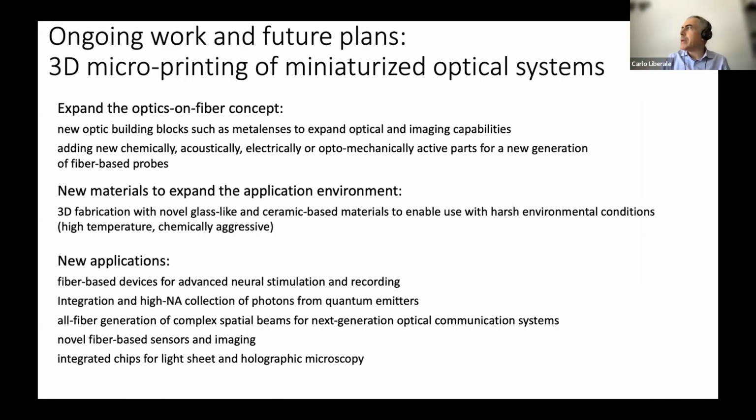Then the polymer can be a problem in some applications with harsh environments or high temperature. There is ongoing research on how to create this kind of structure with more glass-based materials. So it's still additive manufacturing, but based on glass-like material, much stronger against different environments. And we want to expand the applications of this approach with fiber-based devices for neural stimulation or recording, or in the quantum field with high numerical aperture collection of quantum emitters, and applying this to sensors, optical communication systems, and anything that can be integrated and miniaturized with optical systems.